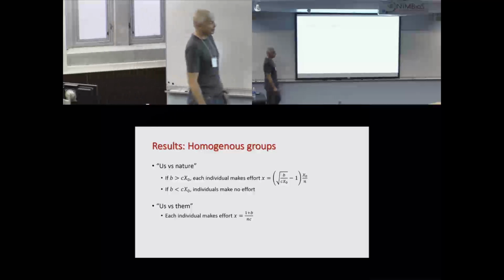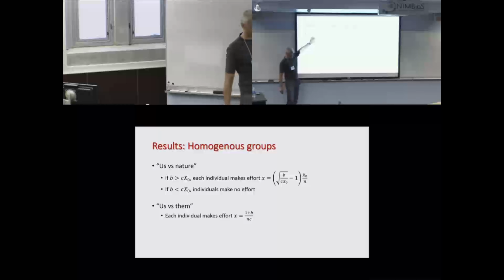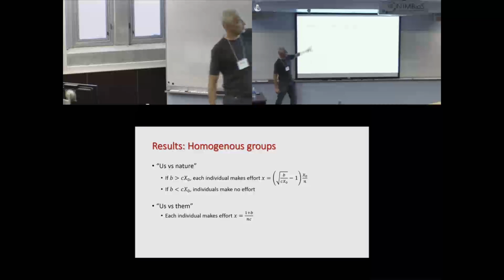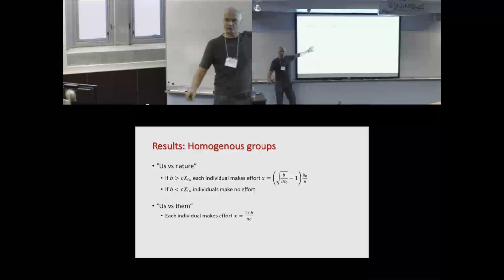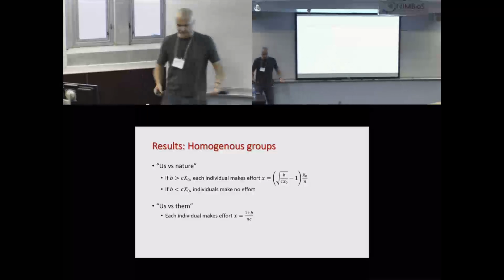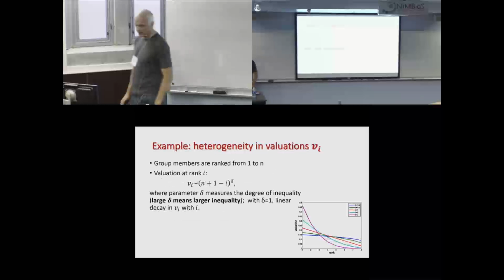If groups are homogeneous, the results are quite simple. So basically, in the case of the us versus nature game, individuals will cooperate if the reward is sufficiently big, but they will withdraw completely otherwise. There is a threshold, right? In the case of us versus them, they will always collaborate. So that's one big difference that will show up later. Also notice that there is a group size at the bottom. That means that bigger groups will make smaller effort. And again, it's something well known.